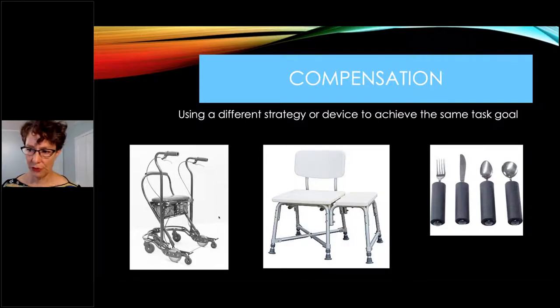Things that both physical and occupational therapists will often recommend as well are things like the shower chair or a raised toilet seat, because loss of balance in the bathroom is especially hazardous and especially probable, right?